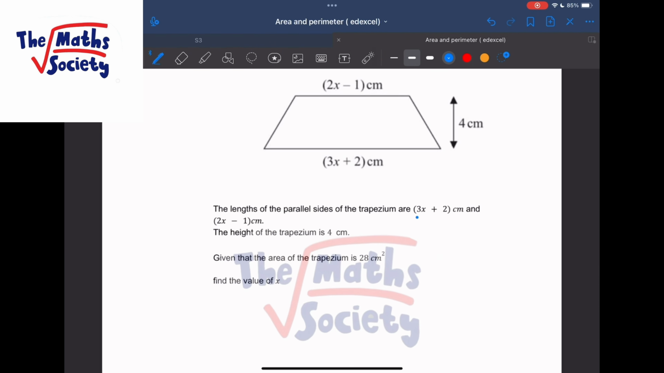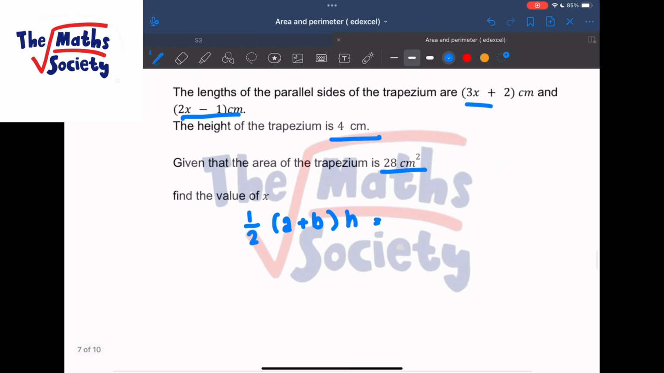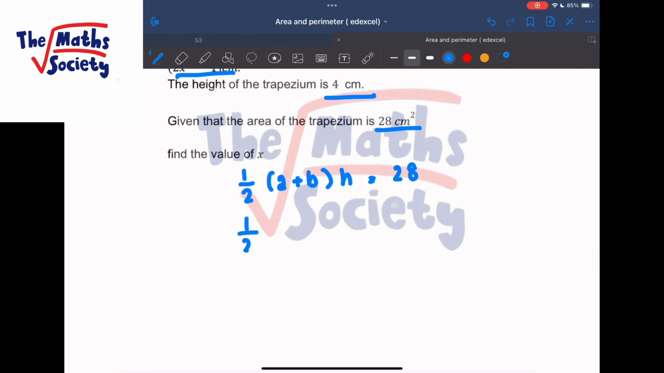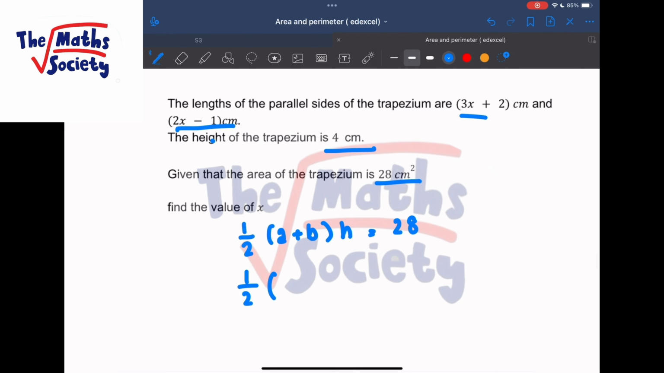Height of the trapezium is 4. Given that the area of the trapezium is 28, find the value of x. So we know the formula of a trapezium is 1/2 (a + b) h, and that's equal to 28 centimeters squared, right? And we know that a can be 2x minus 1, plus b, which is 3x plus 2, and h, which is 4.